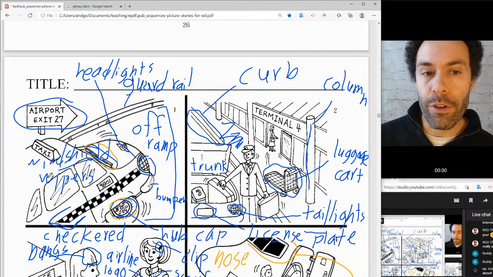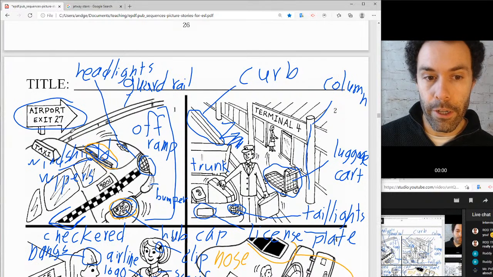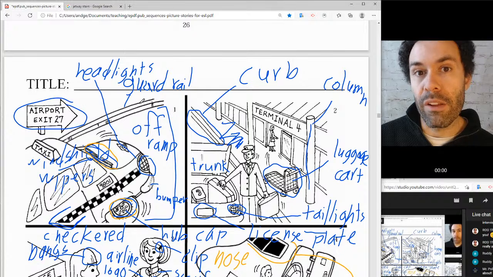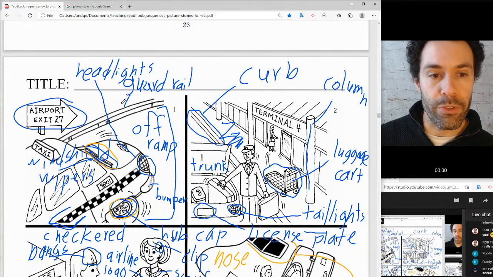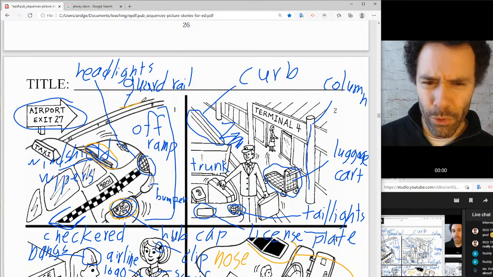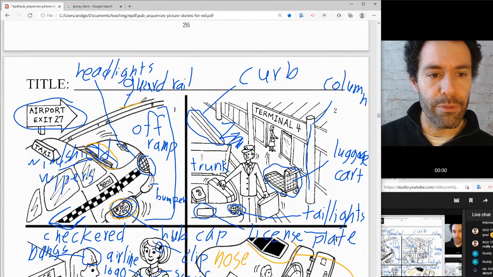Okay. Another compound noun too, headlights. Those are the lights at the front of your car. And guardrail, another compound noun. So make sure you're stressing guard. The guardrail keeps you on the road so that you don't fall off and things like that. Those are our key vocab words from the first picture.